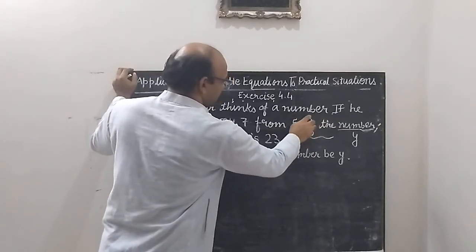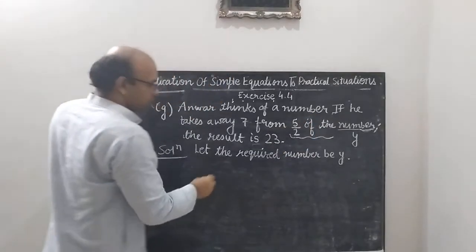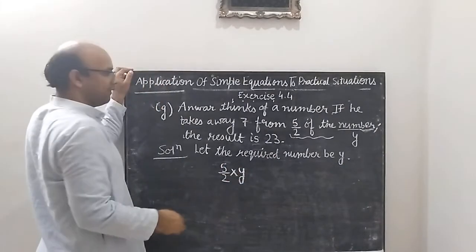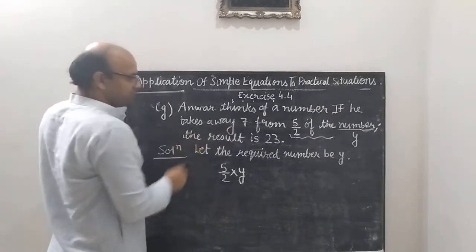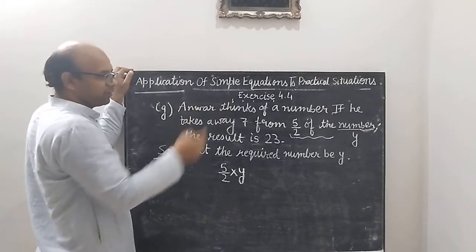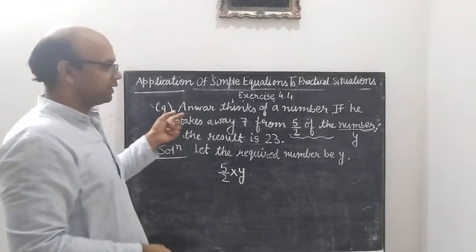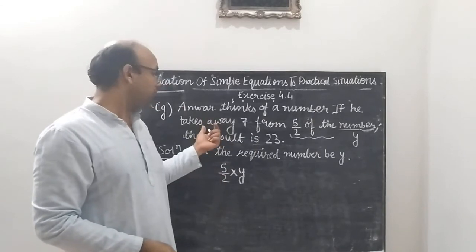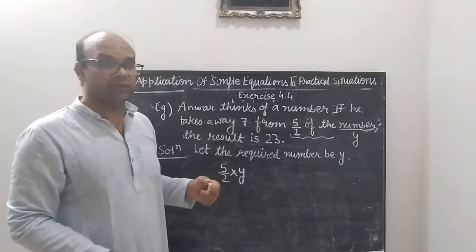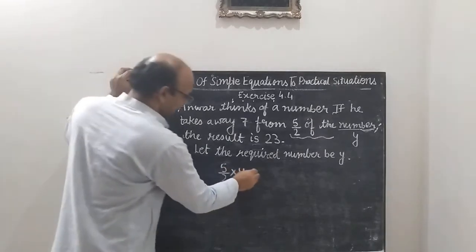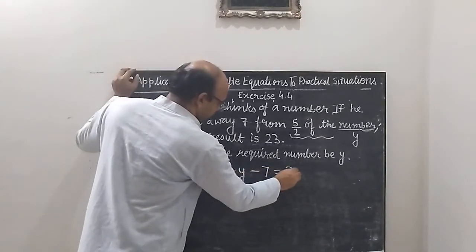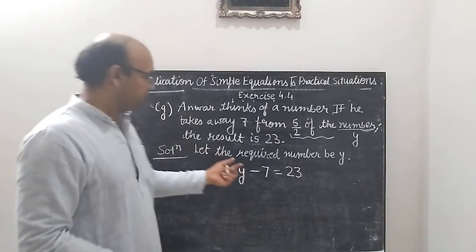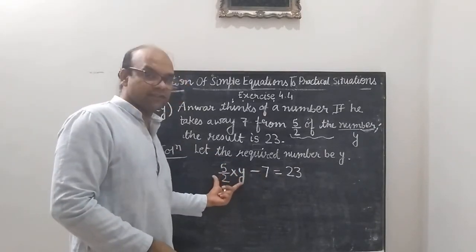"Of" basically implies multiplication. So 5 by 2 into y. And then Anwar takes away 7 from it, from the product of 5 by 2 and y. That means I am taking 5 by 2 of y, that is 5 by 2 into y, and then Anwar subtracts 7 from it. So minus 7. And the result is 23.